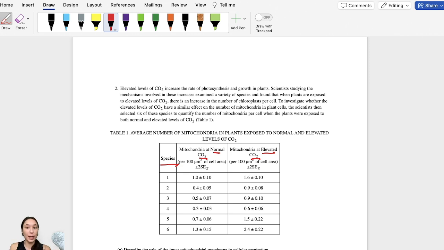The more chloroplasts you have, the more photosynthesis, the more mitochondria, the more energy you're going to be able to make. Okay, so they're basically seeing whether elevating CO2 is going to increase metabolic activity through measuring how many mitochondria there are.